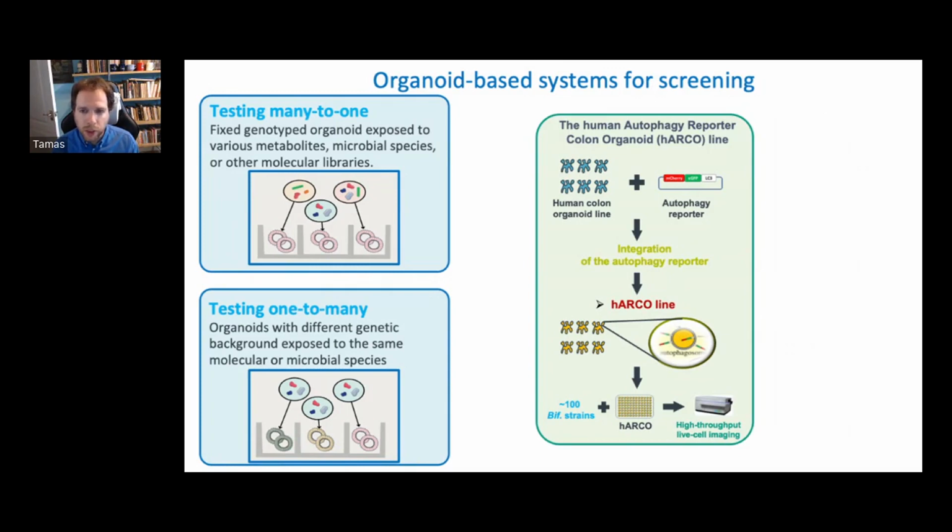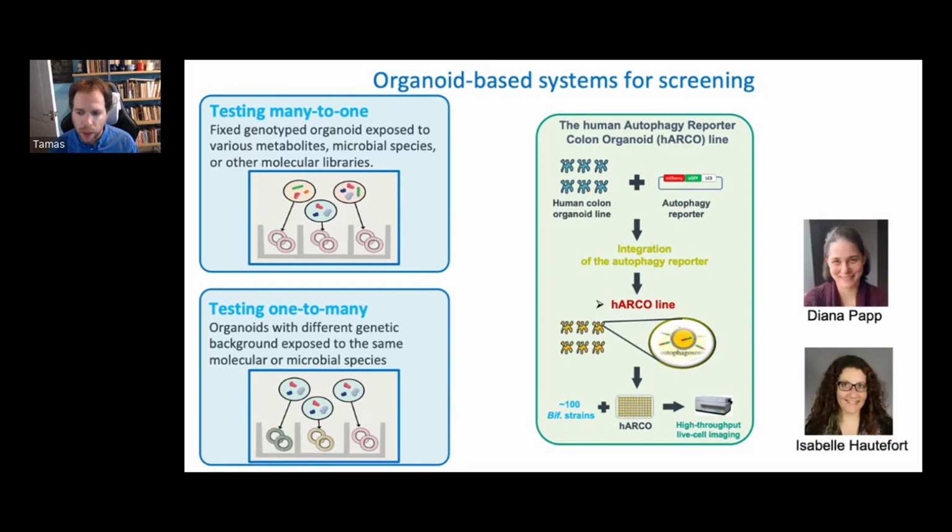So we have an ongoing project on introducing different fluorescent reporters to organoids, in this case, an autophagy reporter, a process we are particularly interested in, and then testing these organoids with different bifidobacteria strains or other molecules. And with high throughput live cell imaging, which we are trying to set up, we are investigating which cells are responding, which cells have autophagy going up or down according to the different strains. And there are two postdocs in our group who are working on that.